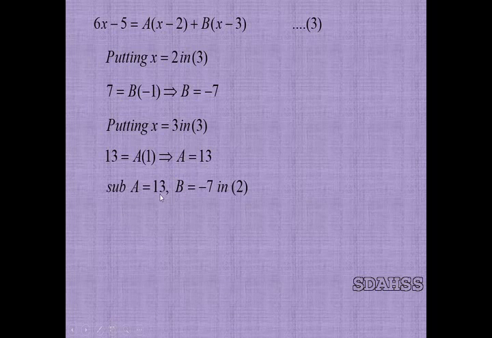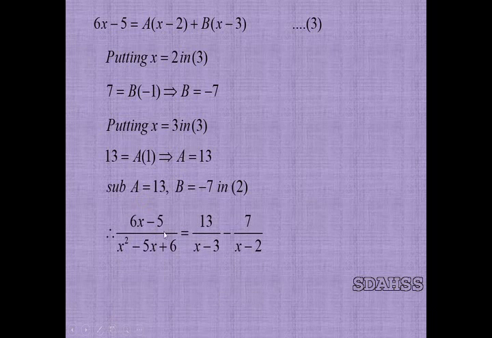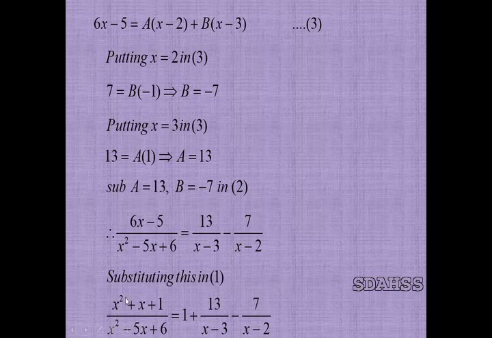Now substitute a is equal to 13, b is equal to minus 7 in the second equation, so the second equation becomes (6x minus 5) divided by (x square minus 5x plus 6) is equal to 13 divided by (x minus 3) minus 7 divided by (x minus 2). Substituting this in the first equation, the first equation becomes (x square plus x plus 1) divided by (x square minus 5x plus 6) is equal to 1 plus 13 divided by (x minus 3) minus 7 divided by (x minus 2).